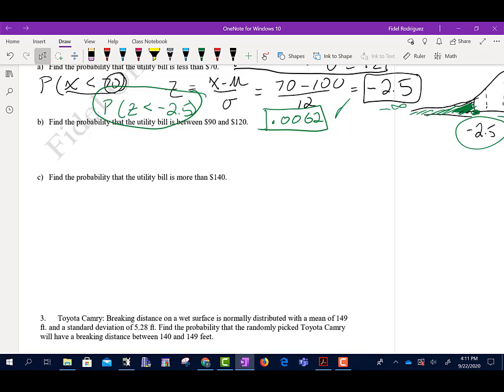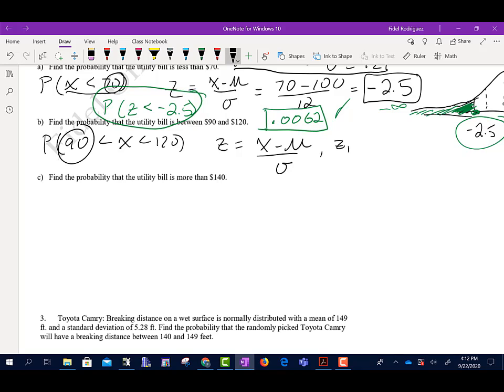All right. So part B says, find the probability that the utility bill is between $90 and $120, okay? Between $90 and $120. All righty. So between 90 and 120. Okay, so we can do this again. First thing we're going to do, we're going to convert our x values to z-scores. So I'm going to call it z1 for the first one here for 90, okay?